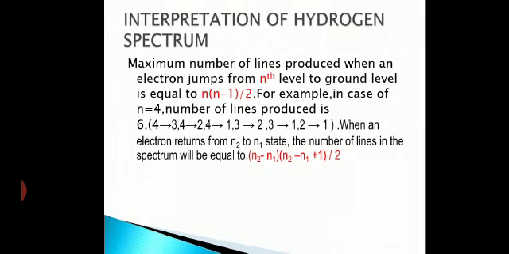You can also put that in the formula and calculate 6. Like what I said, n into n minus 1 by 2. 4 into 4 minus 1, 4 minus 1 is 3. So 4 into 3 by 2. 4 into 3 is 12, 12 by 2 is 6. You got it in this way also.